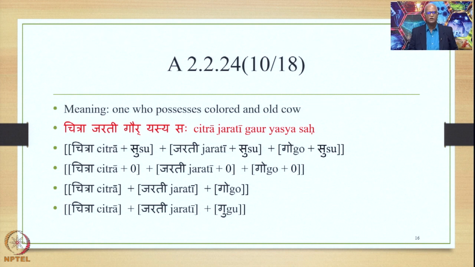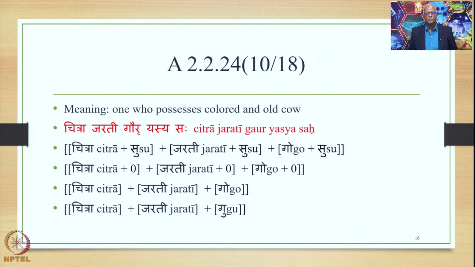Now because of the sutra anekam anyapadarthe, the samasa saudhnya takes place, therefore pratipadika saudhnya takes place, and then we apply the sutra supodhatup pratipadika yoho, and so now we get chitra plus 0 plus jarati plus 0 plus go plus 0. When we join them together, we get chitra plus jarati plus go, and now the word go appears at the end of this bahuvrīhi samasa, where all the constituent padarthas are subordinate to the anya padartha.